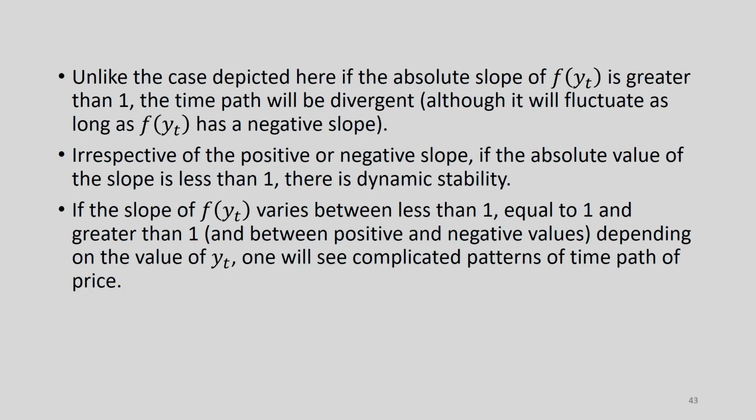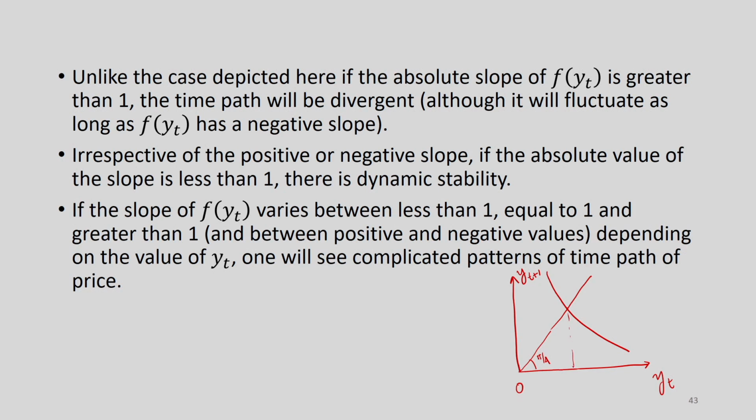Unlike the case depicted here, if the absolute slope of f of y t is greater than 1, then the time path will be divergent, although it will fluctuate as long as f of y t has a negative slope. The reason we have fluctuation is that f of y t is downward sloping, but whether you have stability or not depends on the absolute value of the slope. So, what is being written here is this: suppose this is the 45-degree line and you have a downward sloping line, but very steep like this. In this case you are going to have instability, right.